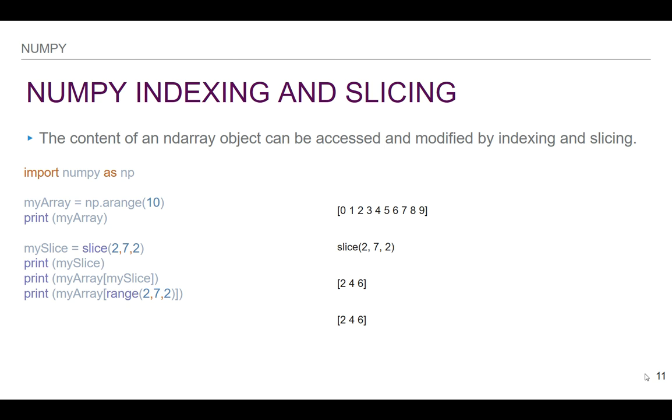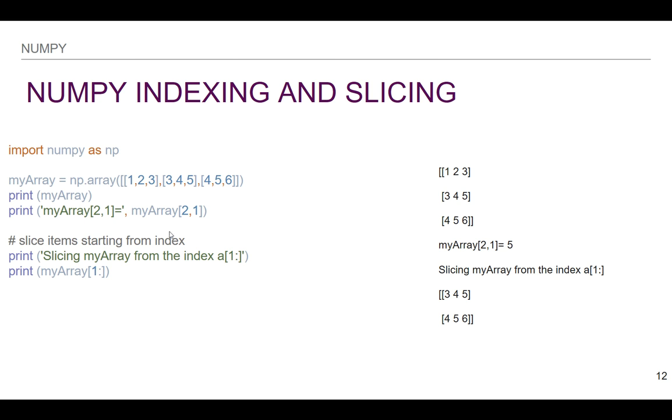So here's an example for the 1-dimensional case. We created an array, then we created a slice. So a slice, in this case, you can think about it as the range because it's a 1-dimensional array. So you want from 2 to 7 and with 2 steps, so you get 2, 4, 6, which is similar to the range of 2, 7, 2. Here's an example, but with a 2-dimensional array.